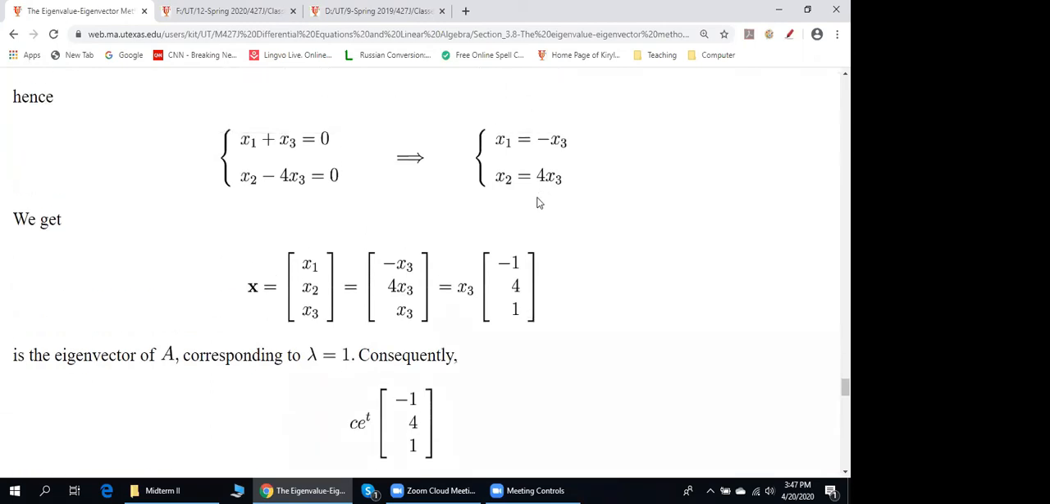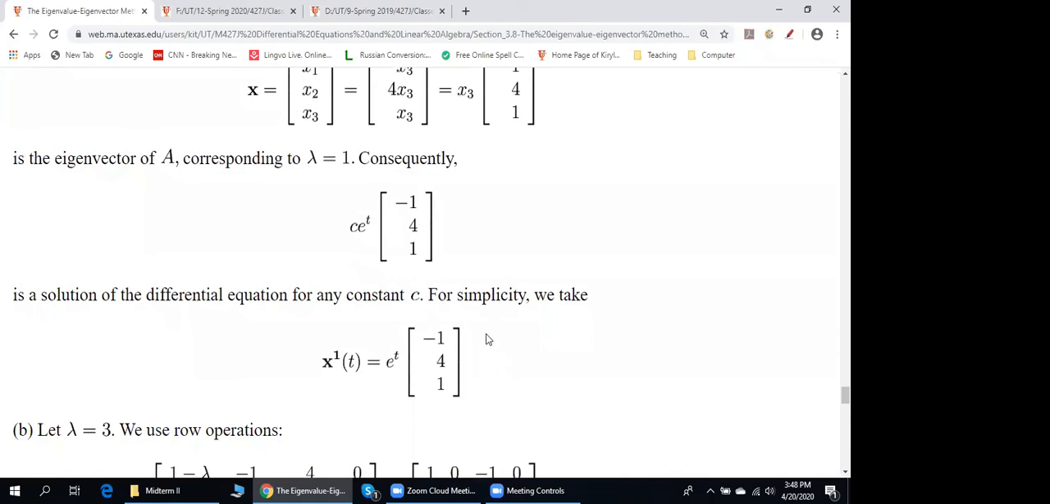Once again, important: when we jump from here to here, we leave the free variable without change. We replace only basic variables by the corresponding expressions. So here are eigenvectors. Therefore, here is particular solution number 1.